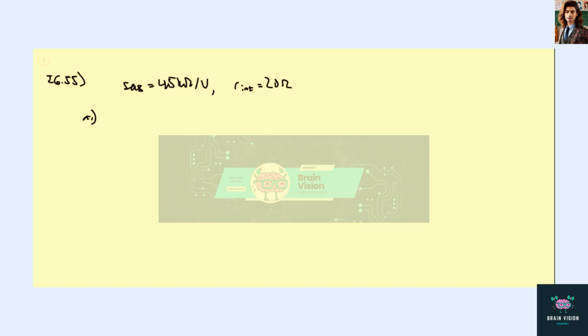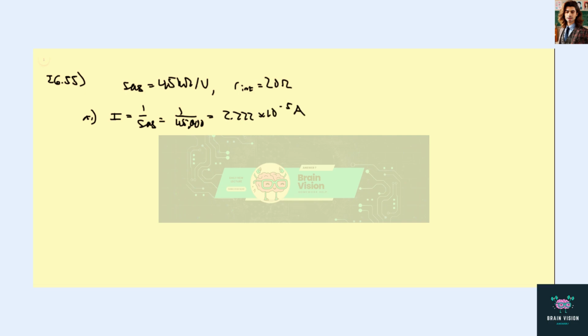Okay, so first, the current for full scale deflection is just 1 over the sensitivity, as we did before. So the current here is 1 over the sensitivity, or 1 over 45,000, and this is the same as 2.222 times 10 to the negative 5 amps.